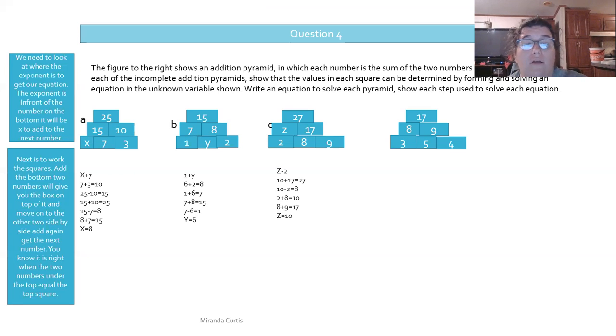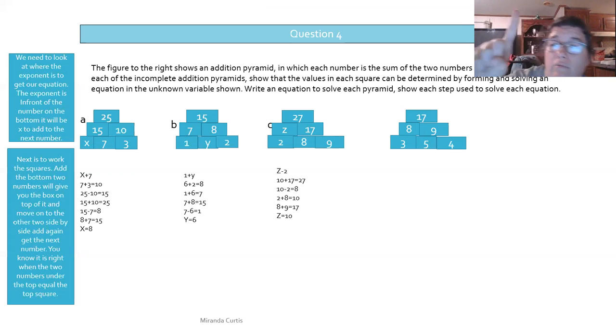Okay, now in order to get x, because x plus 7 will equal 15, what we're going to do is 15 minus 7 equals 8. Okay, and to prove it right, we're going to do 8 plus 7 equals 15. So x equals 8.